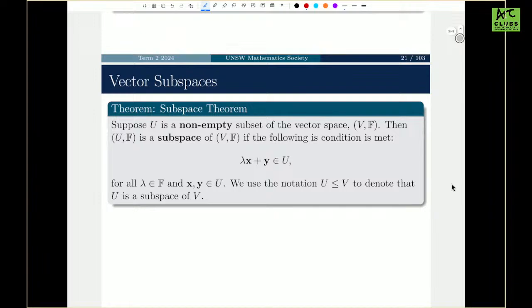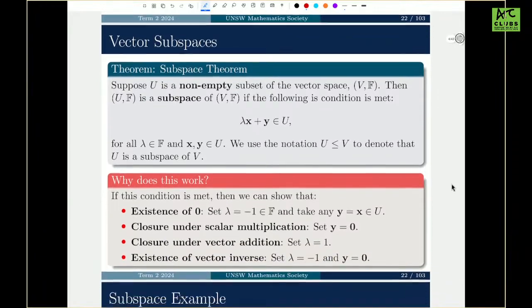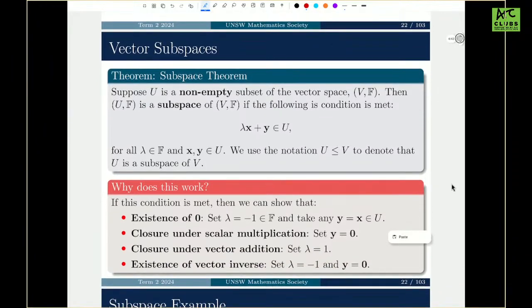Subspace theorem. Suppose we have a non-empty subset U of the vector space, it has to be non-empty, then it is a subspace if we have this holding for any element lambda of the field and any two things x and y in U. So this will give us closure under addition. It'll give us closure under scalar multiplication as well, and it ends up giving everything we need. We'll see that in a sec. So why does this suffice?